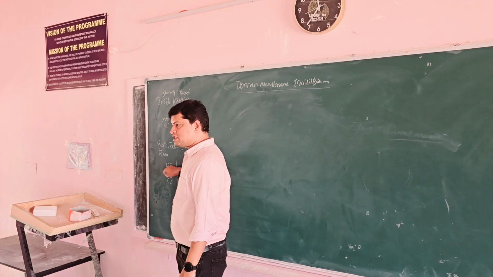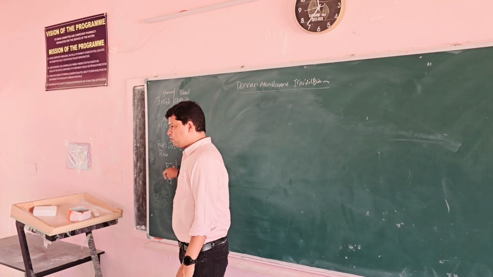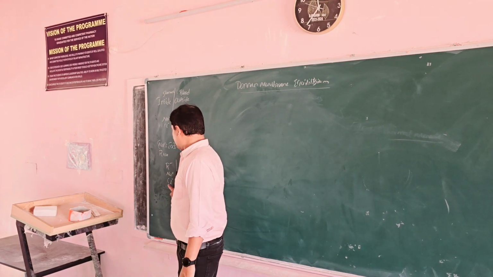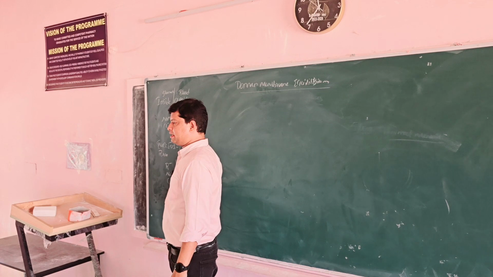Why is negative charge more here? Obviously R can't move. You can ask me, sir, why R is not moving? R is a macromolecule, it can't move. But the chlorine is moving from here to there.